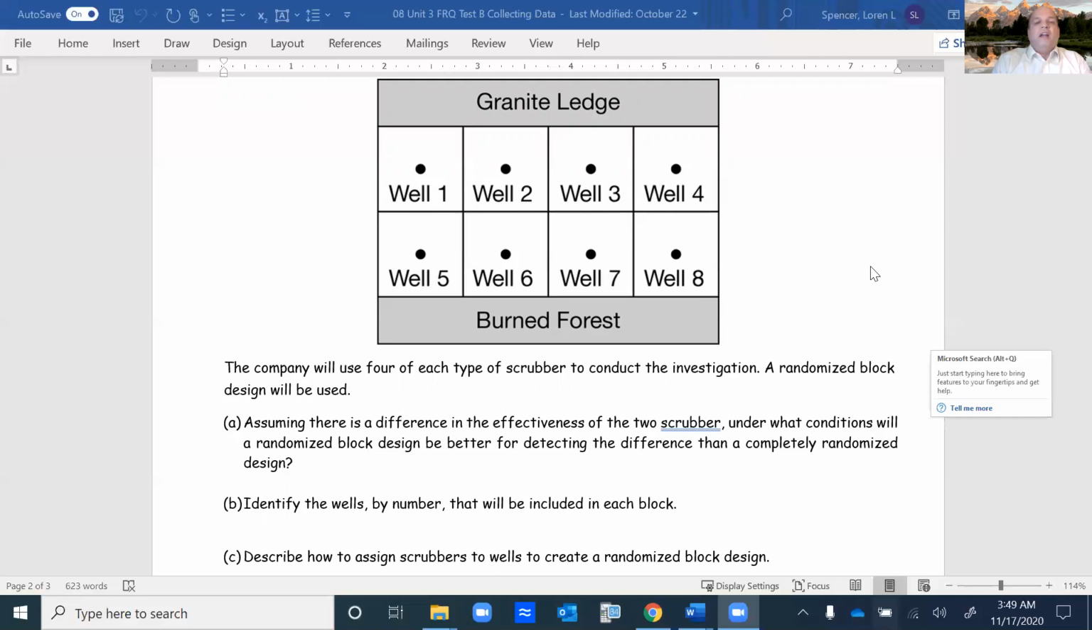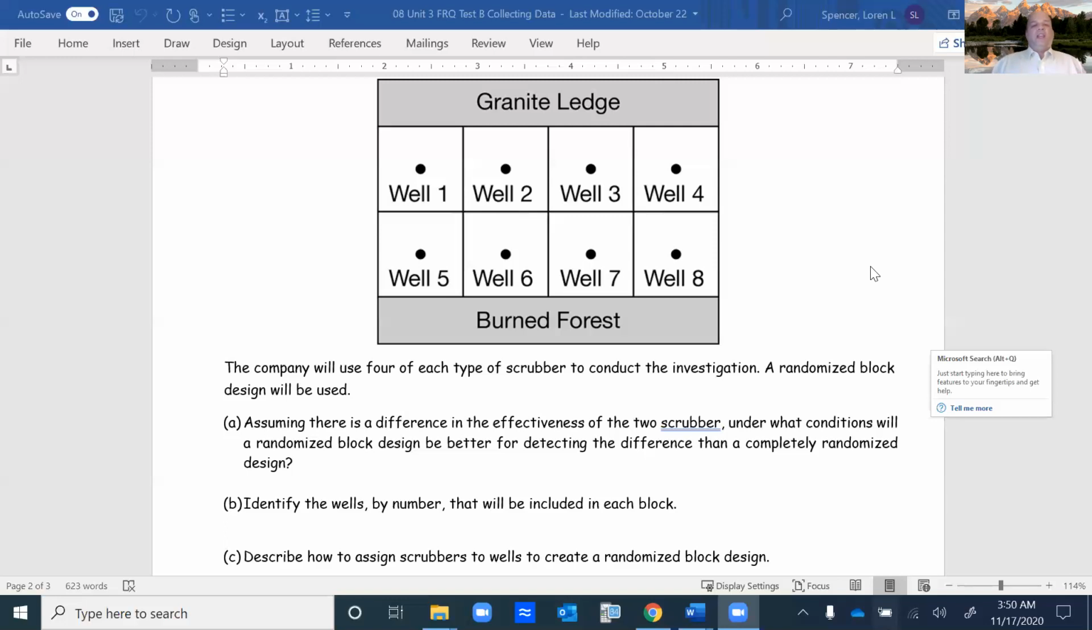I will put into the hat 2 of the new scrubbers and 2 of the old scrubbers. Then I mix them and draw. The first scrubber drawn would go to well 1. The second scrubber will go to well 2. The third scrubber drawn will go to well 3, and the fourth will go to well 4. Now, please note, I put into the hat 2 of the new, 2 of the old. That way I make sure the granite ledge gets 2 of each type, both new and old.